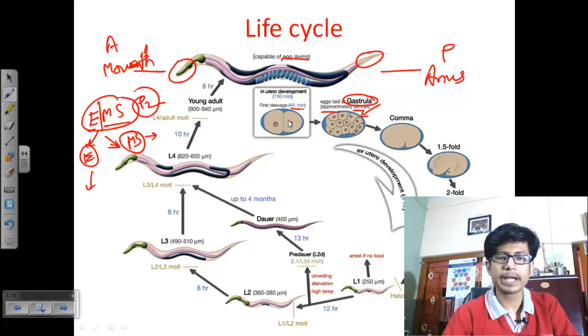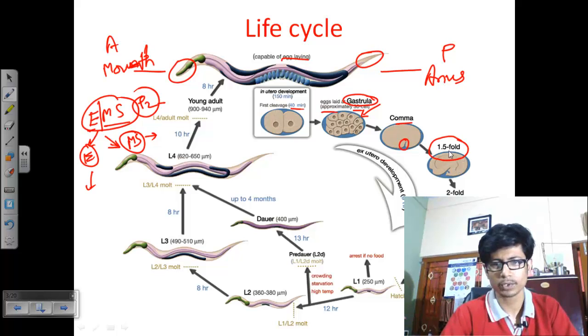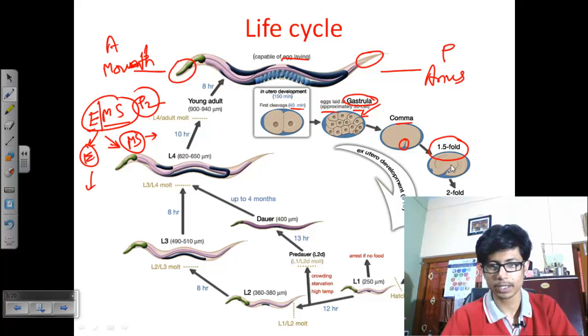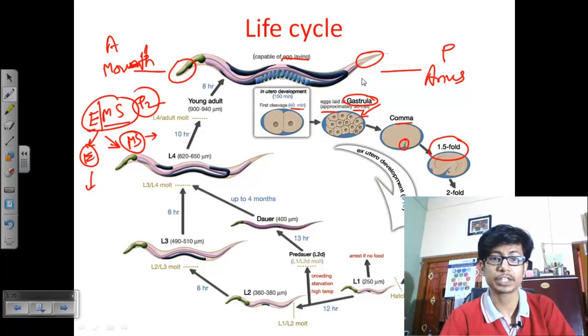So once that is determined, then the gastrulation takes place. And gastrulation means simply proper folding, three layers of folding. First folding is a small fold, here, called the comma. Then the second is called the 1.5 fold. Actually four layers of folding. So first folding, comma, then 1.5 fold, then 2 fold, double fold, and then finally the third fold occurs from the top, and this fold ultimately completes the structure of this roundworm.